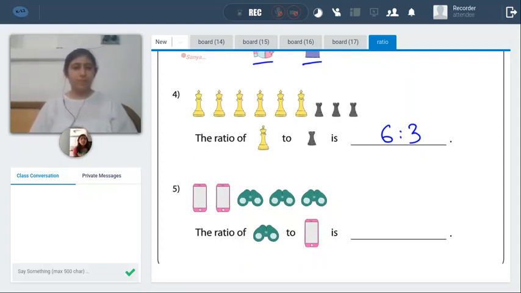The ratio is 3:2. Very good. So now you have answered all the questions. Do you know that in the previous one, in the fourth one, are you able to see the fourth one? Yeah. Okay, good. So do you know that we can also write 6:3 as 2:1? Do you know that?